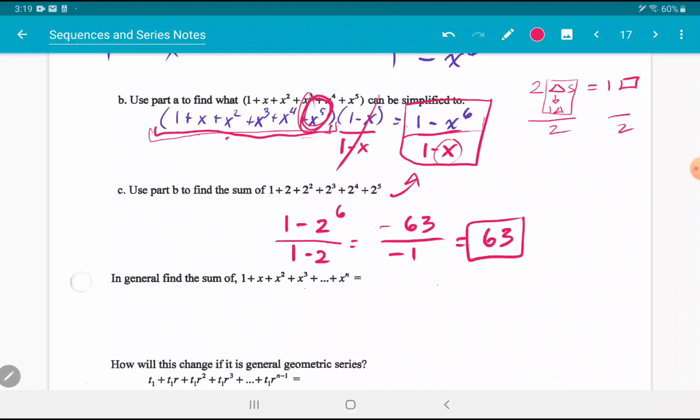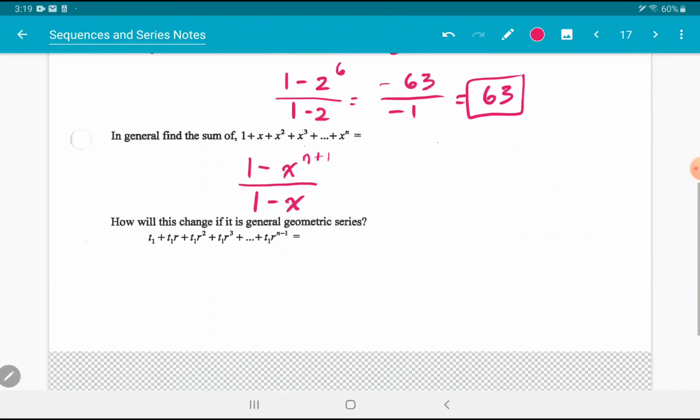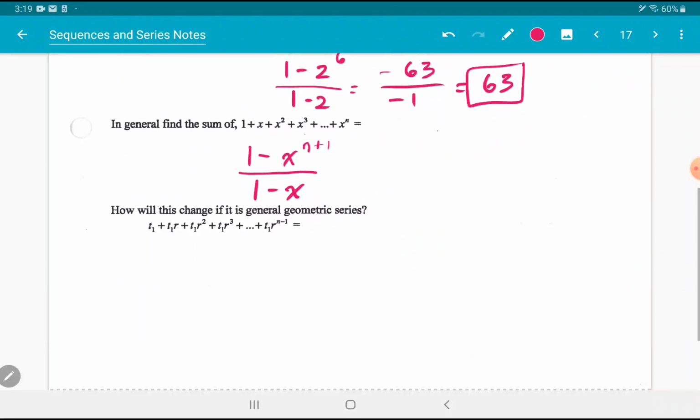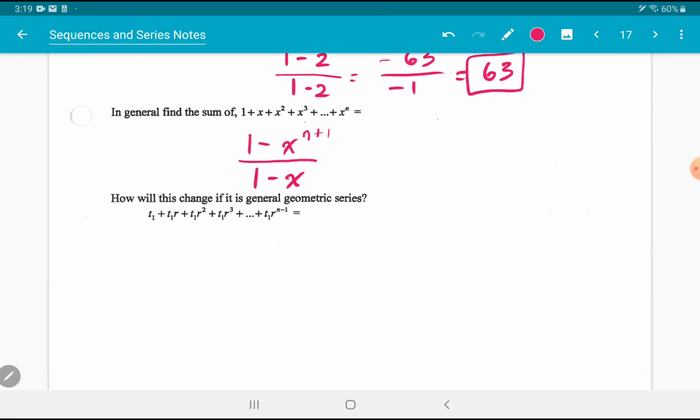There's the main idea. X to the 5th, you saw you got x to the 6th there. So this is going to give us 1 minus, that's in the formula we see there, 1 minus x to the, what does it become? You actually get the 1 degree higher, x to the n plus 1, all over 1 minus x. There we go. Okay? How will this change if it is a general geometric series?